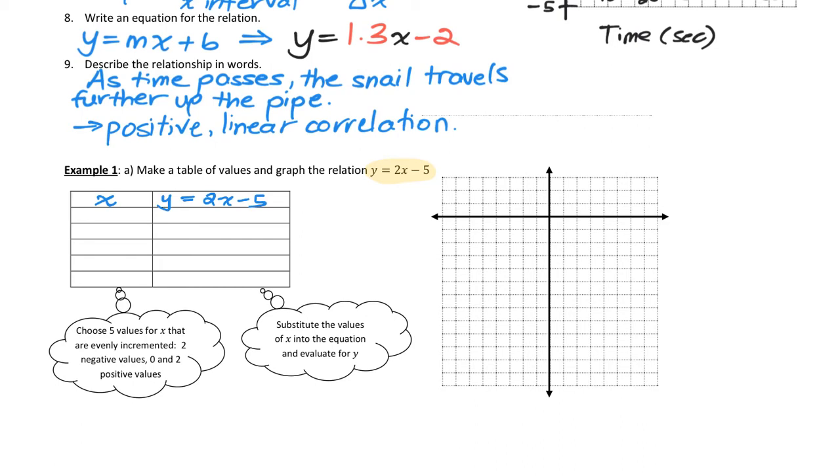Remember, the x's are the things that you pick, right? These are independent, so you choose the x values. For now, you're just going to pick a couple of negative, 0, and a couple of positive numbers. So it will look the same pretty much every time at this point. So we're going to have -2, -1, 0, 1, and 2.